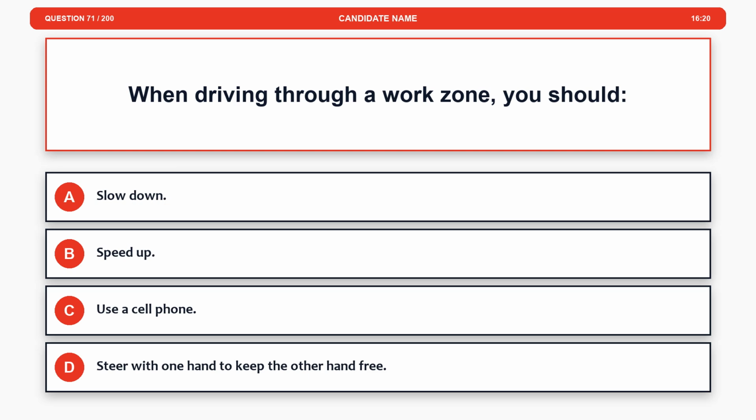Question 71. When driving through a work zone, you should. Option A. Slow down. Option B. Speed up. Option C. Use a cell phone. Option D. Steer with one hand to keep the other hand free.